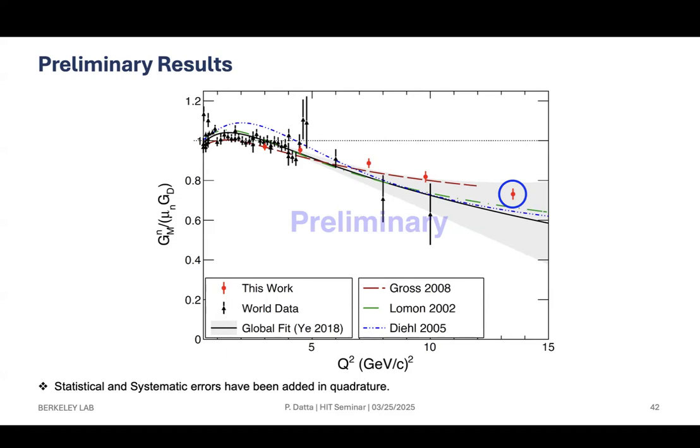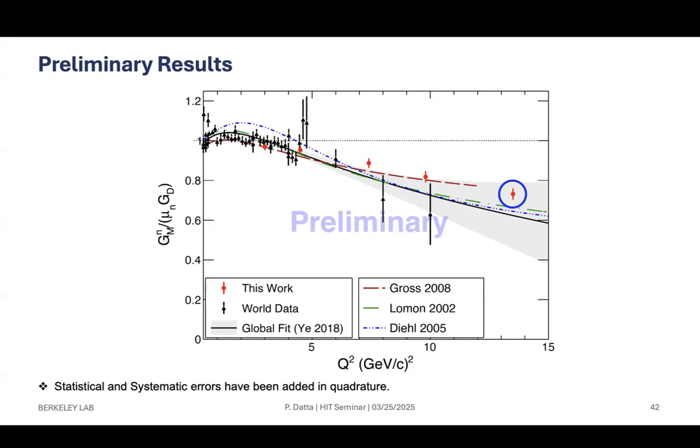So this black line and the associated band, which is a little hard to see here, is from the global fit from 2018. And you can imagine when you reanalyze the global data with our results, how significantly it is going to constrain this high Q squared region. Yeah, it is a little hard to see, sorry for that. But it is like this, the band.